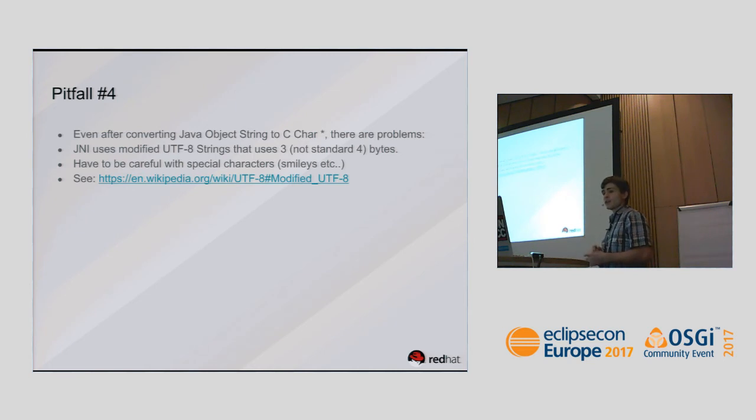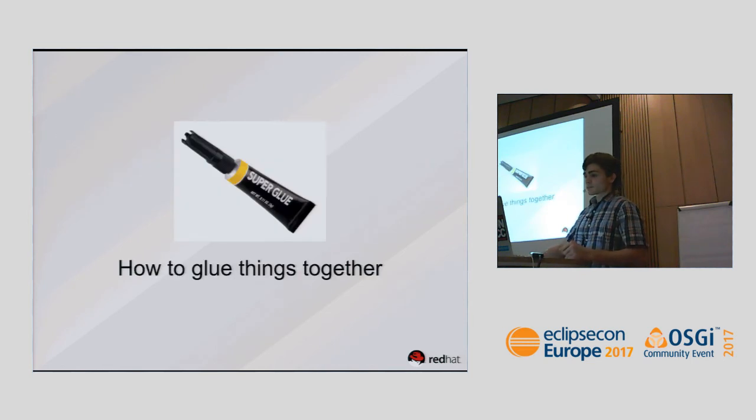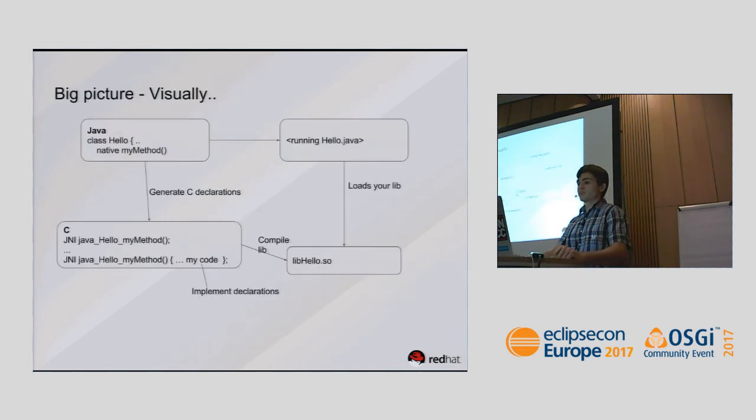And another thing, internally, the JVM uses a different type of UTF. It uses a UTF that uses only 3 bytes instead of the standard 4 bytes. So things like emojis are lost in translation. To get around that, you will have to convert strings yourself manually in Java and then pass the pointer back to C. So how do we glue all that together?